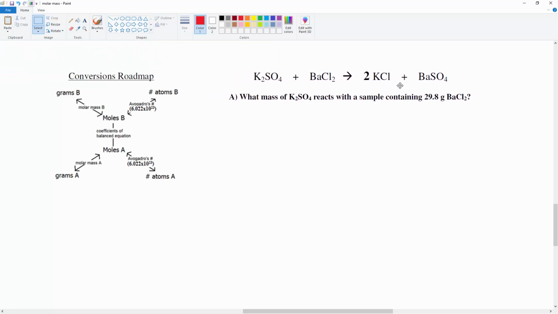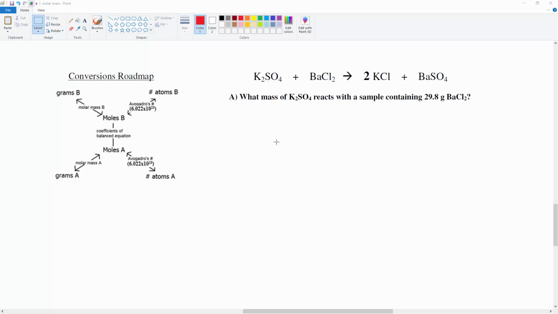Here we go. We're given this equation, and I say I've got potassium sulfate. It reacts with barium chloride to make potassium chloride and barium sulfate. This is actually a precipitation reaction, right?